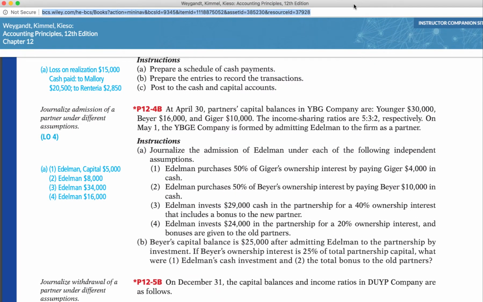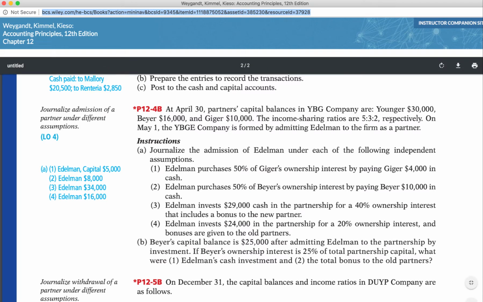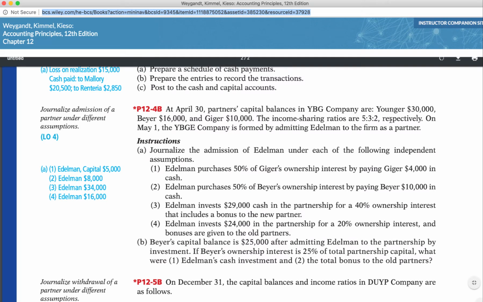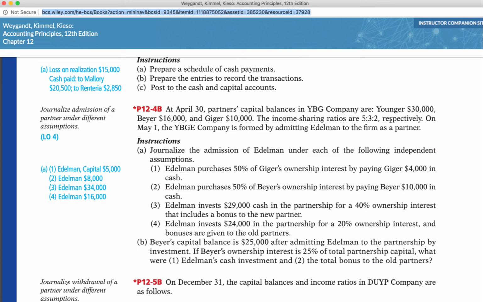I want to apologize about the abrupt ending. My computer shut off, or the program that I'm using shut off. So I want to come back and pick up where we left off and look at part 4B, for figuring out what Elderman's cash investment is and figuring out what the total bonus to the old partners is.